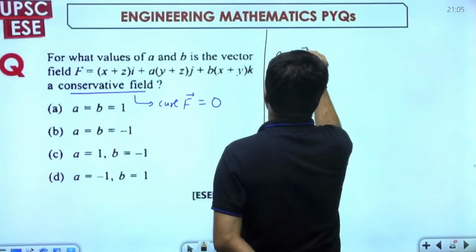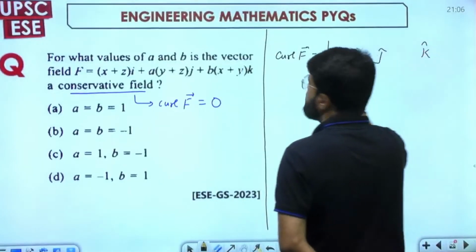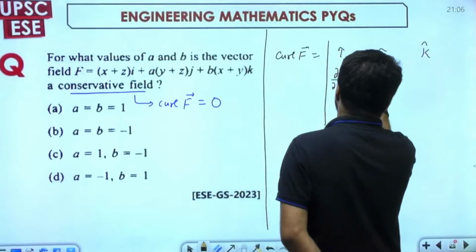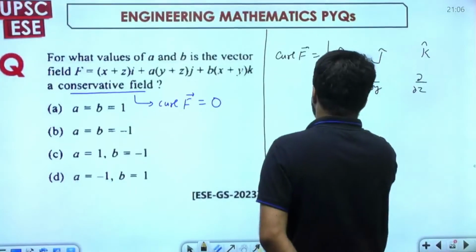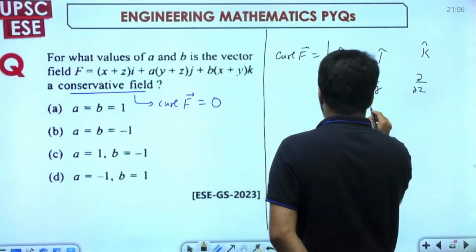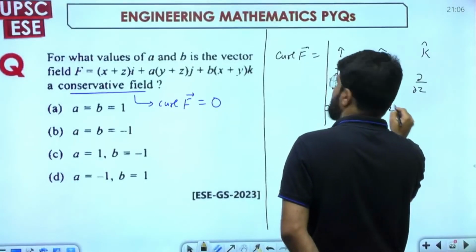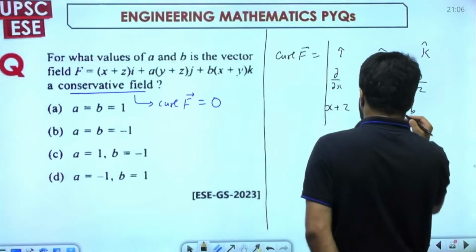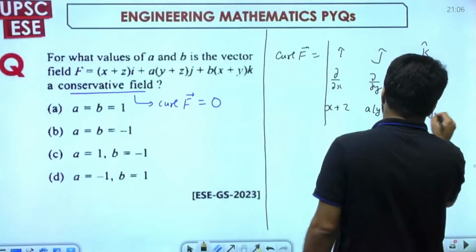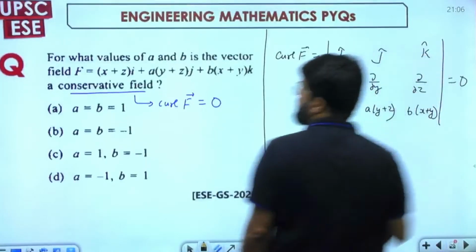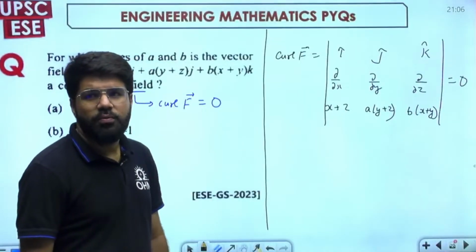Curl of f will be solved by this determinant. The first row are the i, j, k unit vectors, then the partial derivative components del by del x, del by del y, del by del z, and then the vector components: x plus z, then a into y plus z, and then the z component is b into x plus y. This has to be equal to 0, correct? This has to be equal to 0, right?